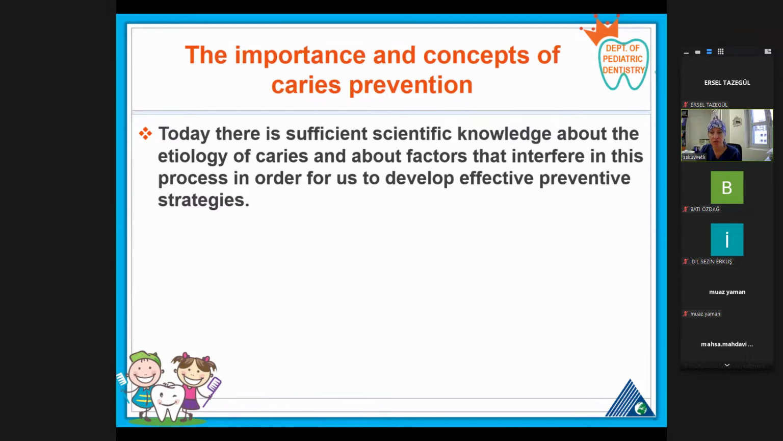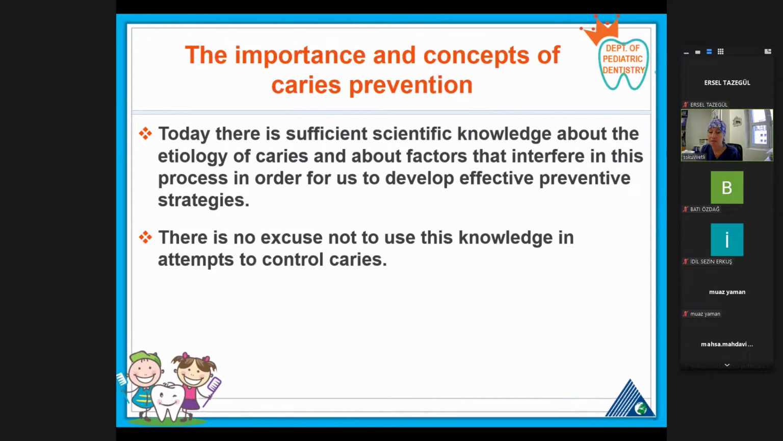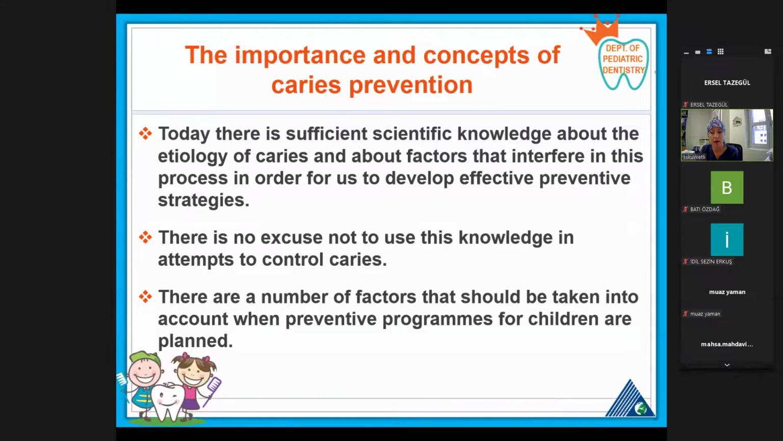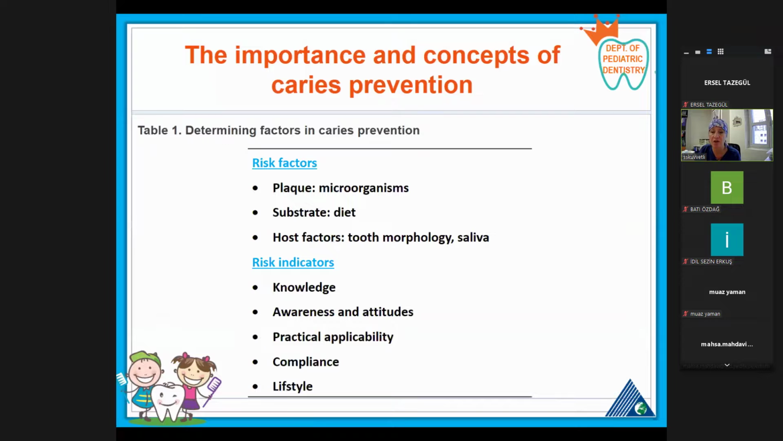And today there is sufficient scientific knowledge about the etiology of caries and about factors that interfere in this process in order for us, I mean the researchers and the health caregivers, to develop effective preventive strategies. And there is no excuse not to use this knowledge in attempts to control caries. And there are a number of factors that should be taken into account when preventive programs for young people are planned. What are these factors?